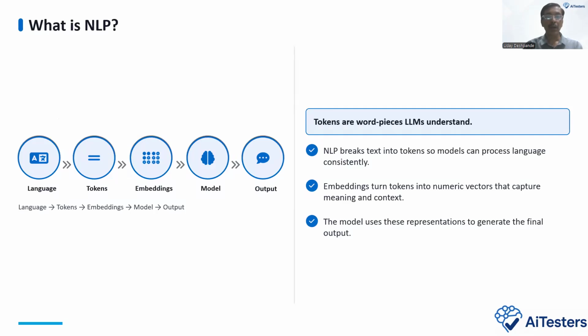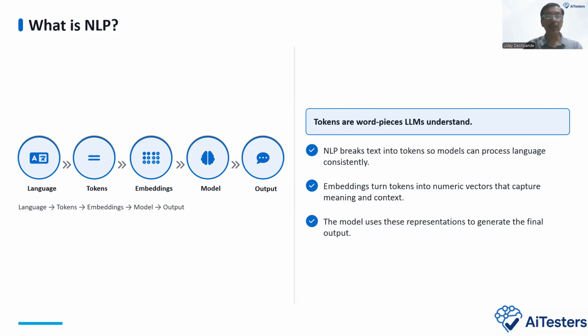So what is NLP? Natural language processing is the pipeline that turns human language into a form models can work with. The flow shown here is language to tokens to embedding to models to output.